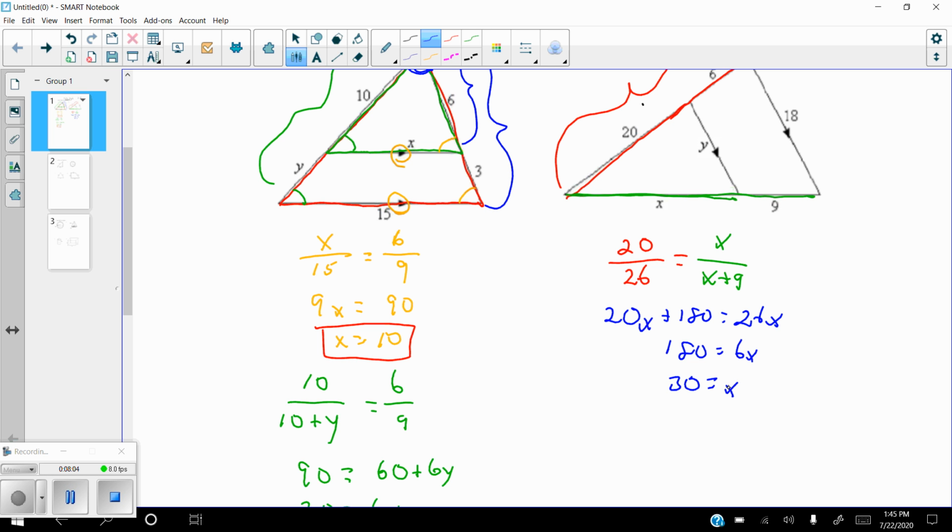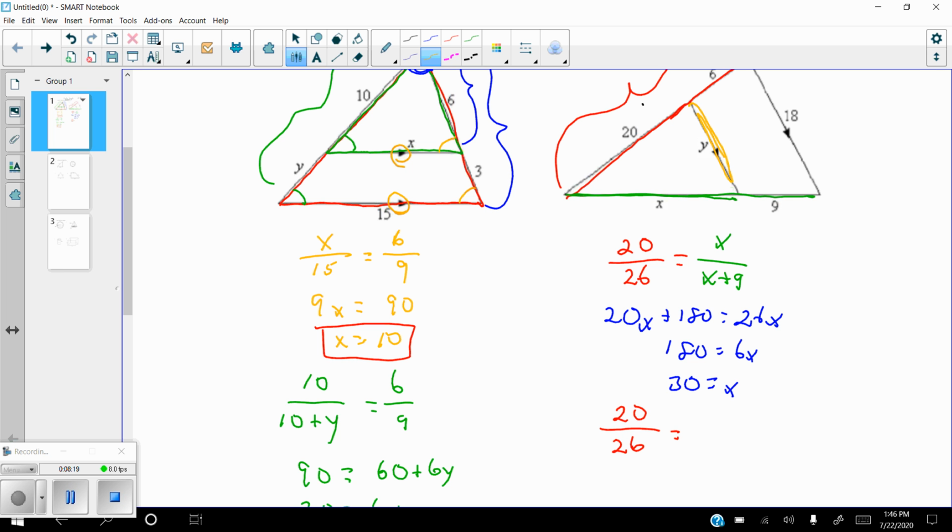Okay, now to find y, again, I'm going to use the 20 over 26. There's no reason not to use that one. Small triangle over the large triangle. I'm trying to find y. Put that in orange over here.